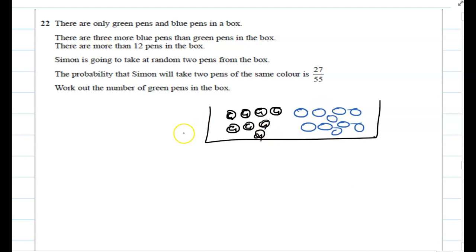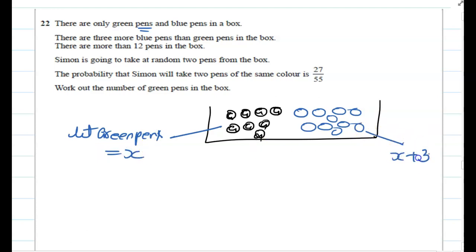So if Simon takes out one green pen. Let the green pens be X. So the blue pens will be X plus 3.